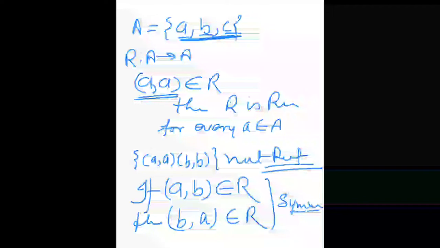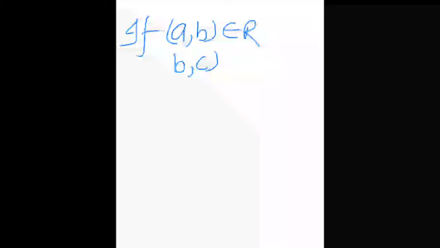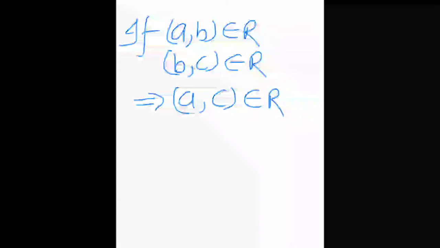Now, we need to go for the transitive relation. Transitive relation is: if (a, b) belongs to the relation, (b, c) belongs to the relation, that implies (a, c) must also belong to the relation. Then only the relation is said as transitive.